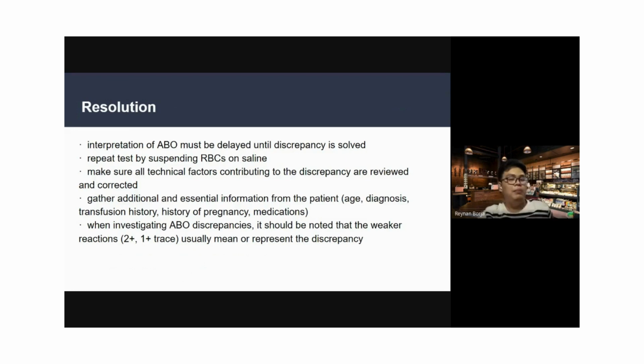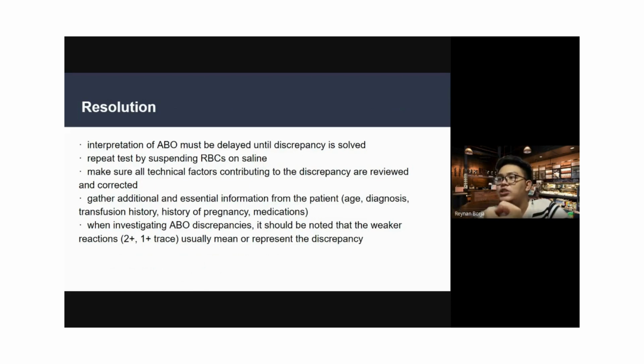Next, make sure all technical factors contributing to the discrepancy are reviewed and corrected. Technical error talaga to. Gather additional and essential information on the patient: age, diagnosis, transfusion history, history of pregnancy, and medication. So, dito, sa sinabi ko, patient yung may problema.